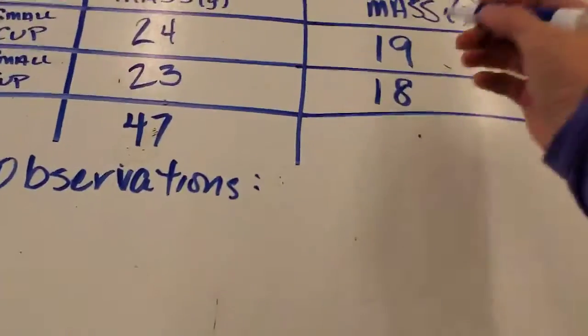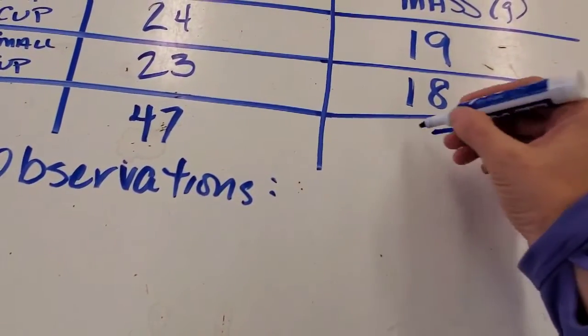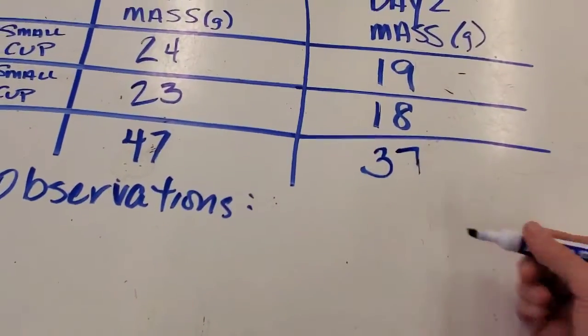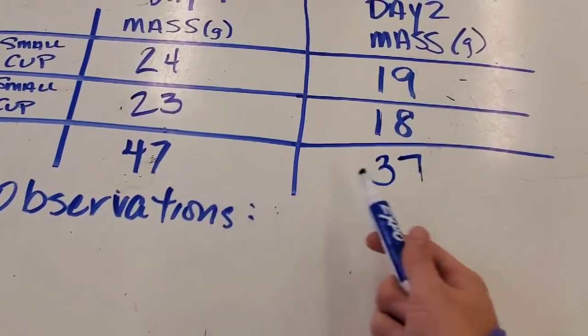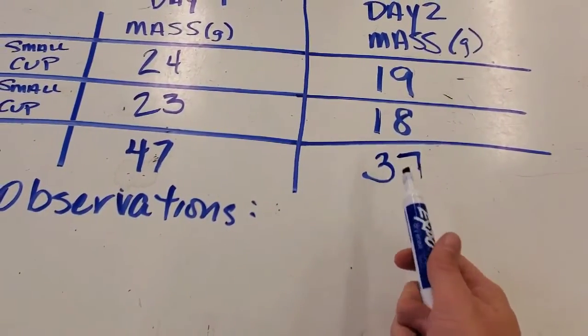What's 19 plus 18? I better do that right-handed. Let's see. 17, carry the 1. 37. What? What is going on here?